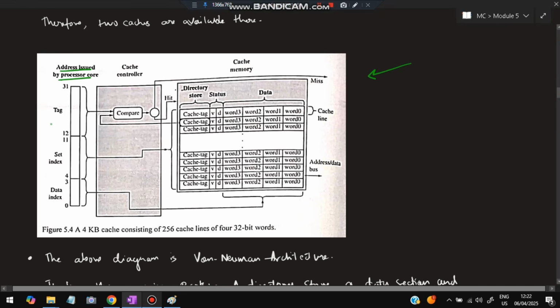Address issued by the processor core. Here the address will be in the form of tag, set index, and data index. We'll be discussing what it is. Okay, before that I need to let you know that there is memory here, cache memory. Cache memory looks like this.